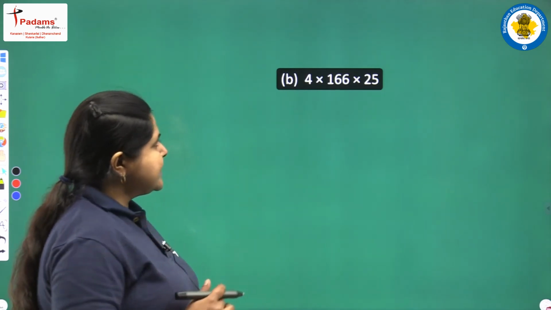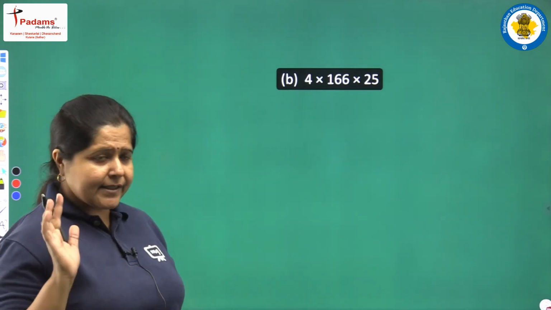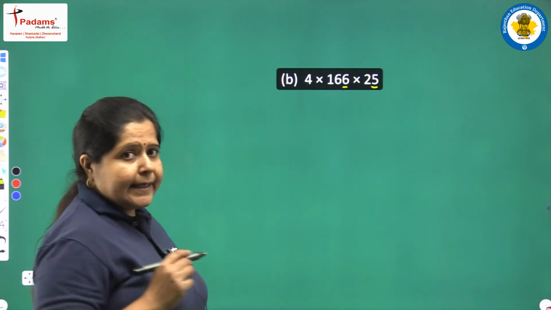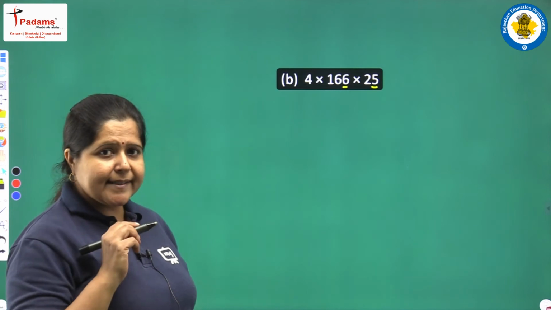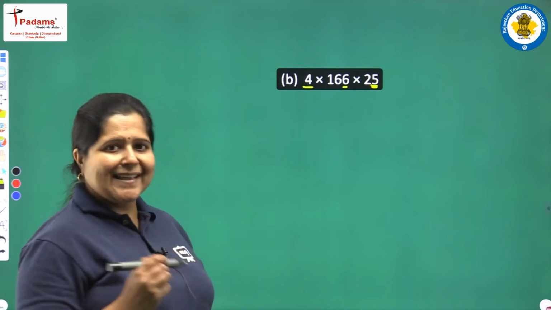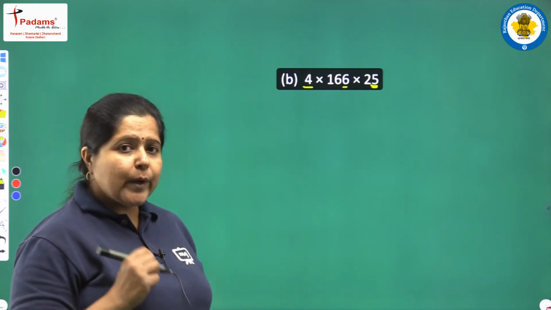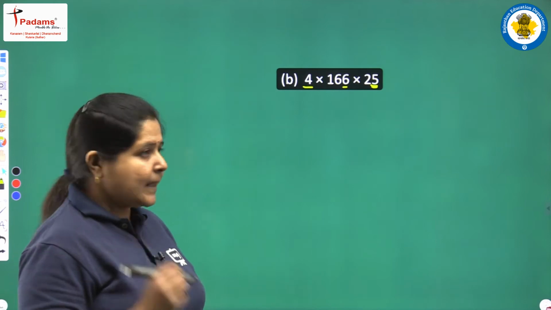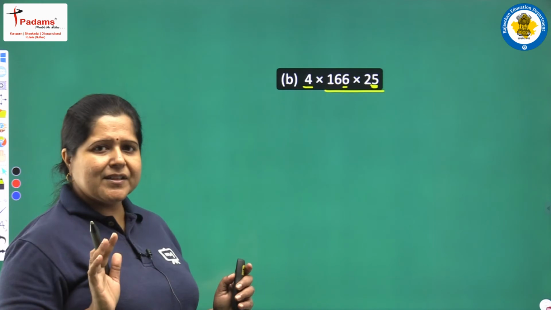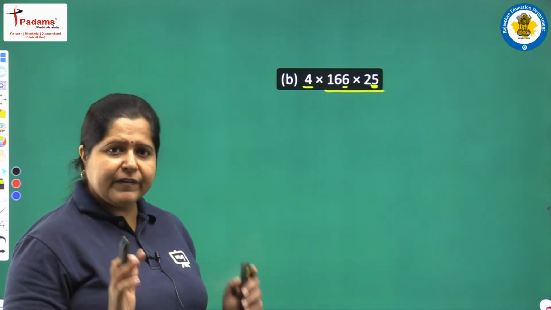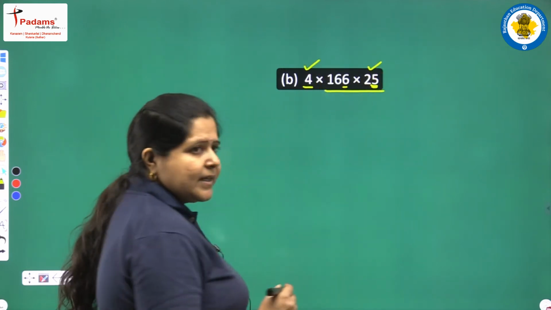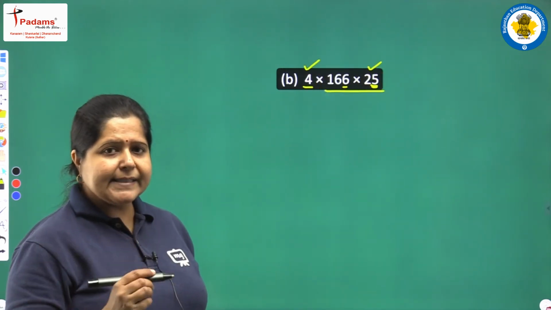Next we have one more question. 4 into 166 into 25. Again just have a look. If we multiply 6 and 5, it's 6 5s are 30. Yes, we are getting a 0. And if we multiply 4 and 5, it's 20. Again we are getting a 0. So which two numbers should be taken up first? If we take up these two numbers, then both the numbers are large numbers. Their multiplication will be difficult for us. So we take up these two numbers, because they are small numbers, so their multiplication will be easy for us.